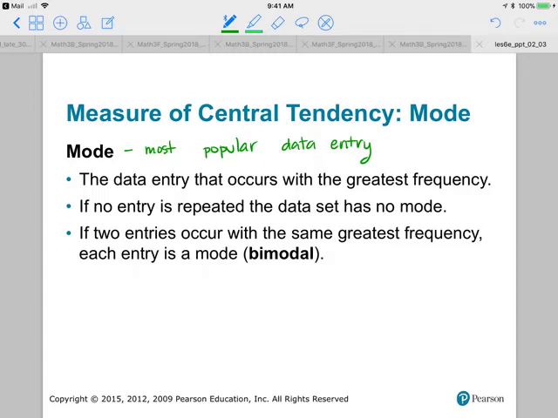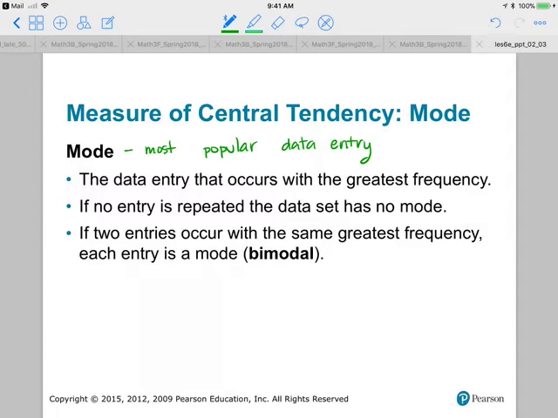Elections, right? Anytime an election is based on the majority, you're basically saying we're going to use the mode to say what's a good representation of what the people want. Let's use the mode, the most popular response. It's the data entry that occurs with the greatest frequency.